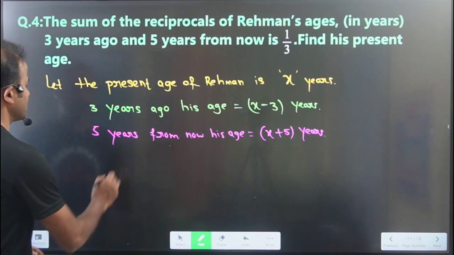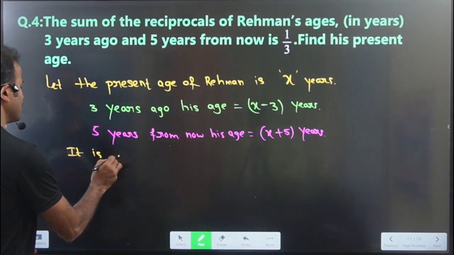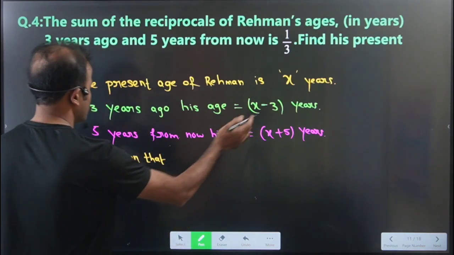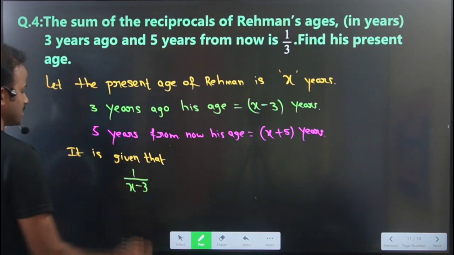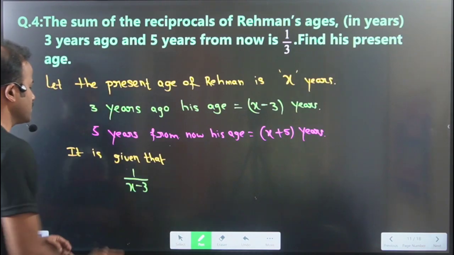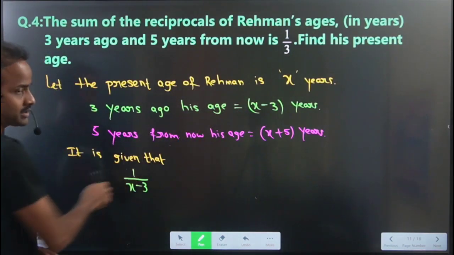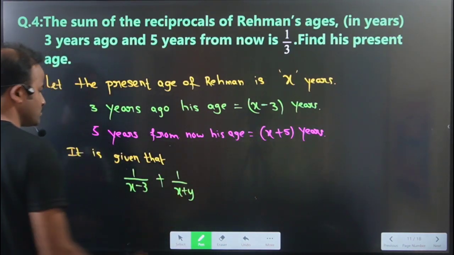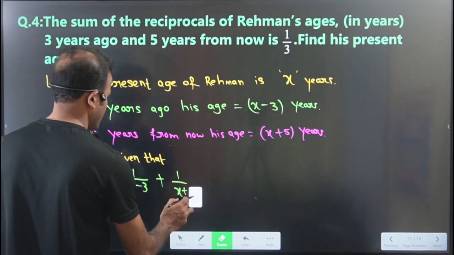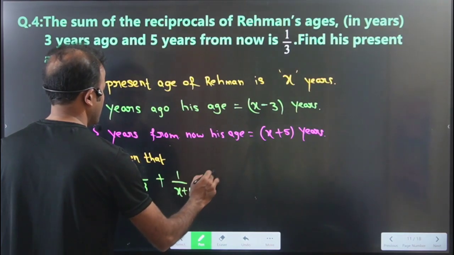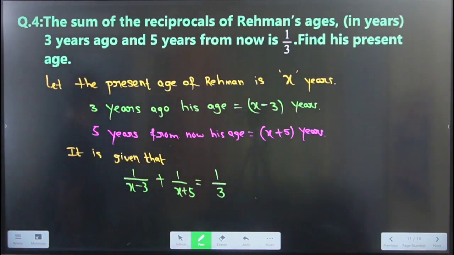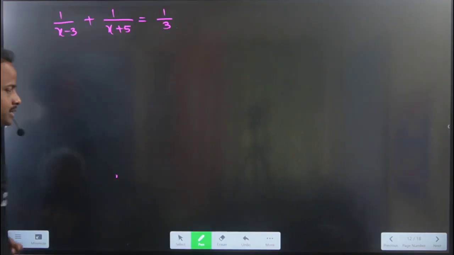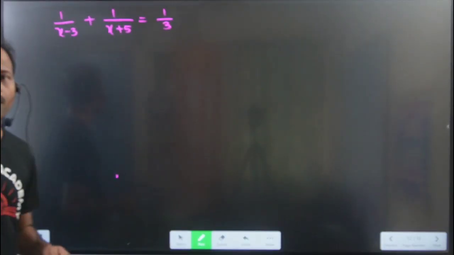Okay, you write like this: it is given that the sum of the reciprocals of these two ages, the reciprocal of x minus 3 is 1 by x minus 3, and the reciprocal of x plus 5 is 1 by x plus 5. When you add these two, what will you get here? You have to get the fraction value 1 by 3, right? So when you do this, then you will get the x value here. Solve the sum of reciprocals of these two ages equal to 1 by 3.